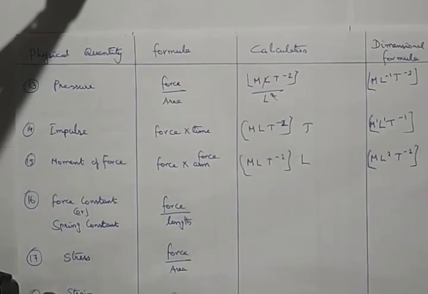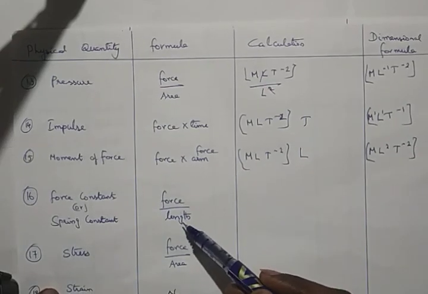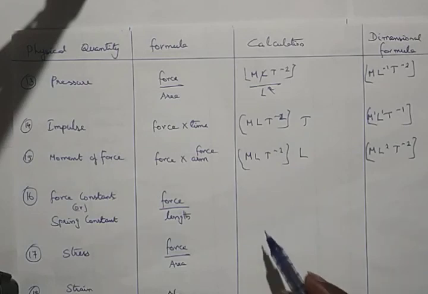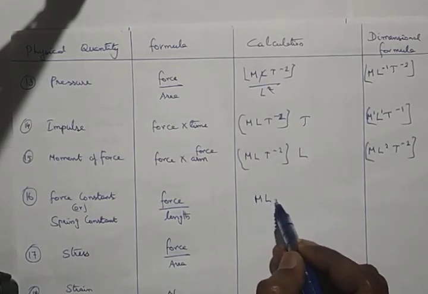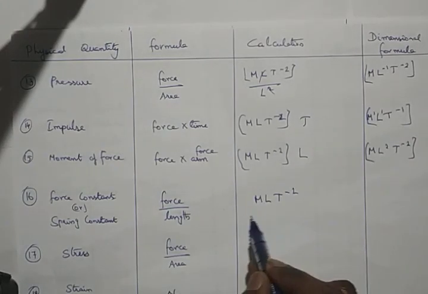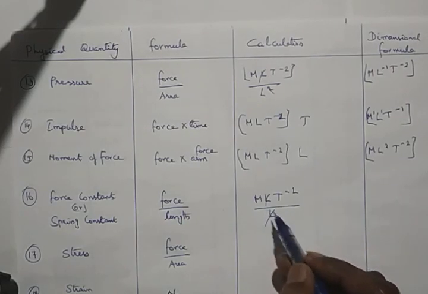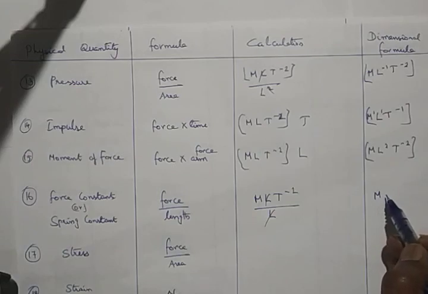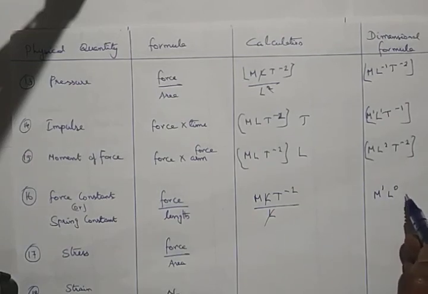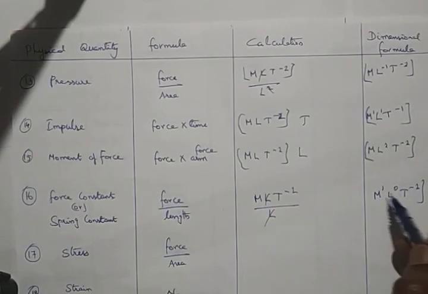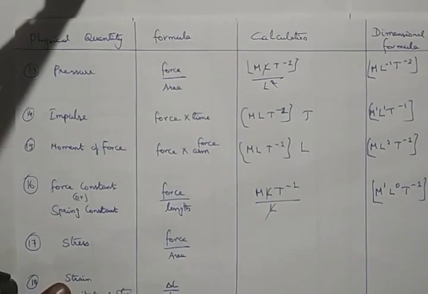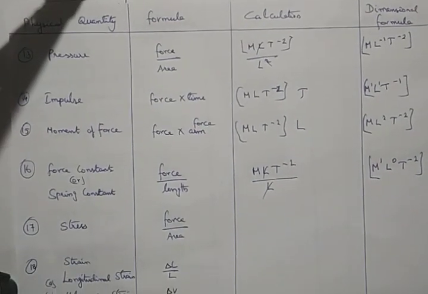Next one is force constant or spring constant. The formula is force upon length. This formula will be again coming in 11th standard. But this formula is there to note down the dimension. MLT minus 2 is force upon length. These two get cancelled out. So M1 L0 T minus 2. Force constant doesn't have any length in the formula.